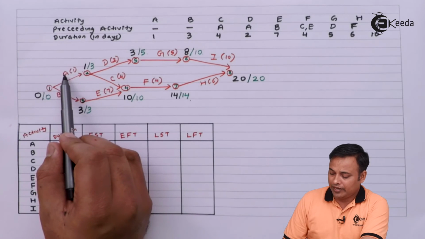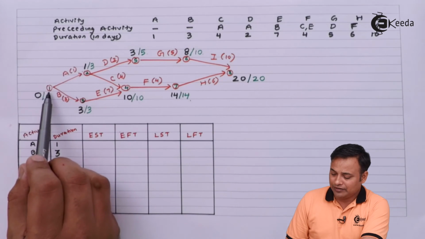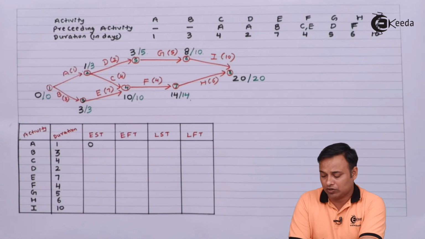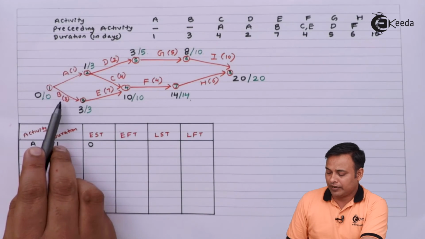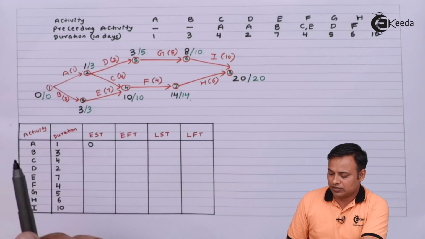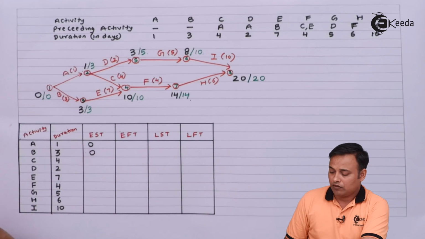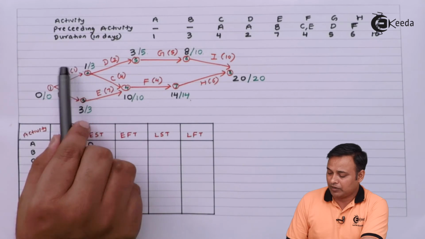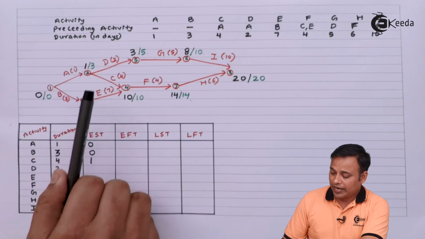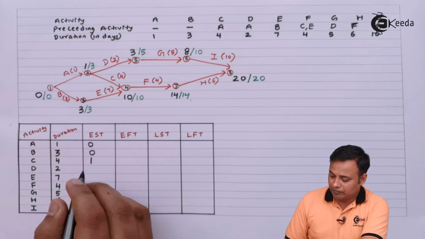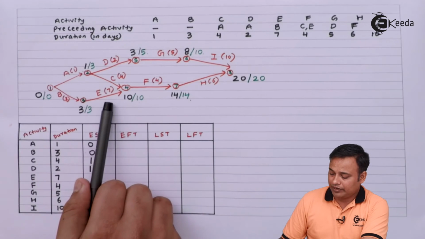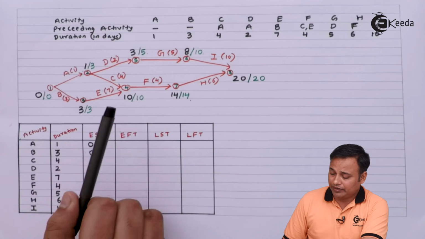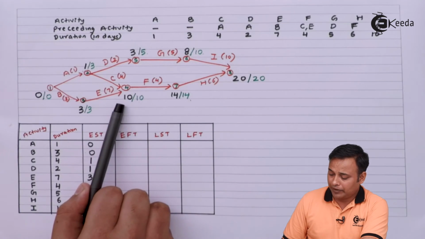For activity A, your tail is 1, so number on the left is 0, so my earliest starting time will be 0. For activity B, my tail is 1, number on the left is 0. For activity C, here is my C, tail on the left number is 1. Activity D, tail on the left number is 1. Activity E, tail on the left number is 3. Activity F, number on the tail is 10.